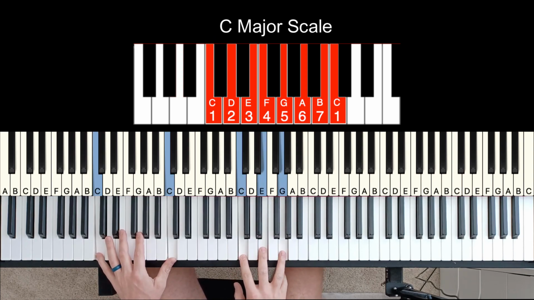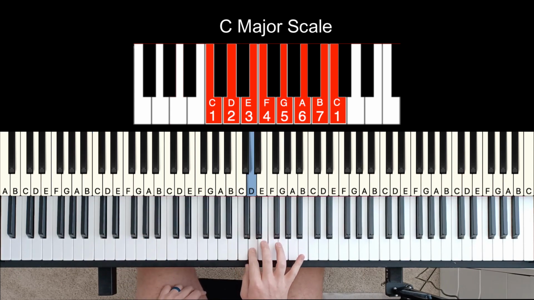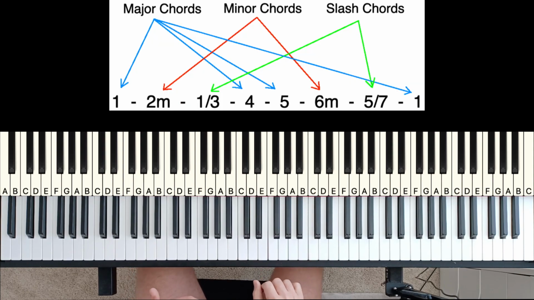And so you take the C major scale, so C, D, E, F, G, A, B, C. You put numbers to that to use the number system. So it's 1, 2, 3, 4, 5, 6, 7, 1. And then we're going to use chords to play over that major scale.